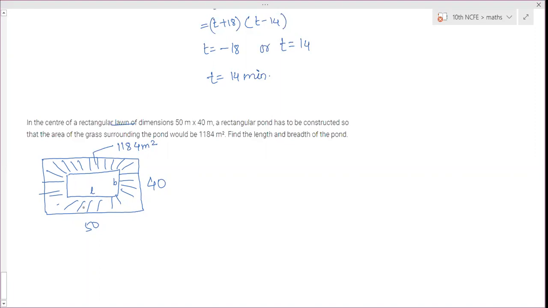If the width of this grass is same, the grass field is this one. So this width is same. So we'll consider this width as x. This is also x. This is also x. The uniform width it has. Then tell me what is the length of the pond?